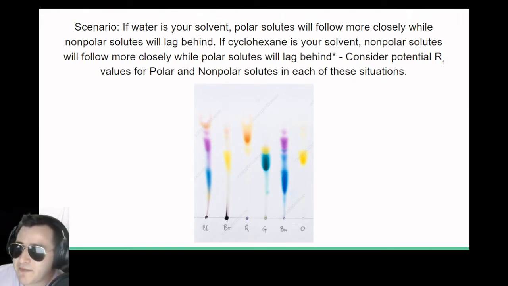So if you've got a polar solvent and you've got a nonpolar thing tracking down the paper with it, what would its RF value be? Closer to 1? Closer to none? And a polar with a polar? Closer to 1? Closer to none? And of course, if you have a nonpolar solvent, what would a nonpolar solute's RF value be relative to it? Closer to 1 or closer to none?